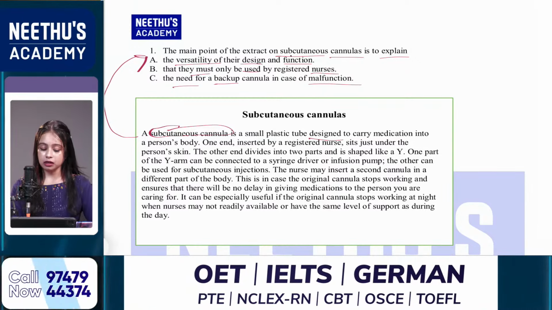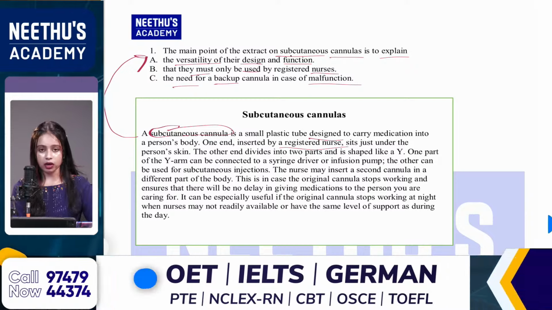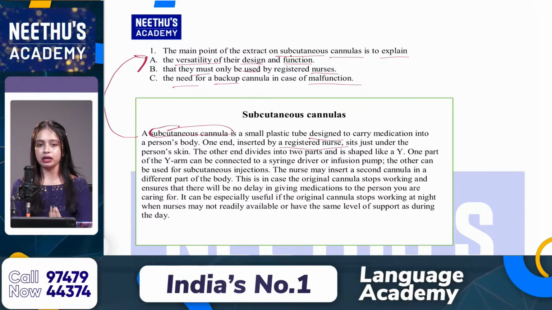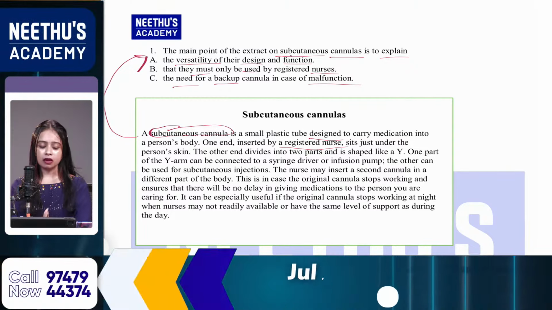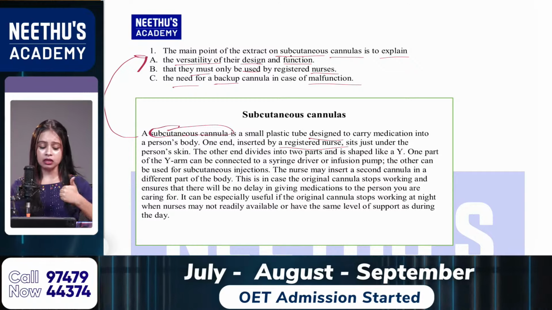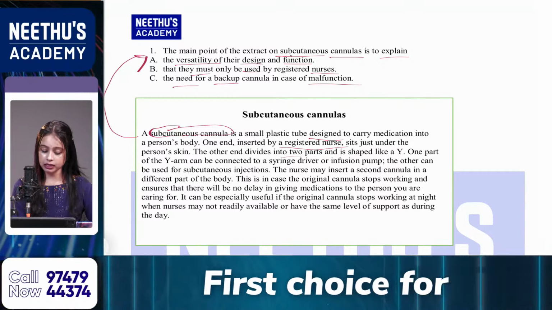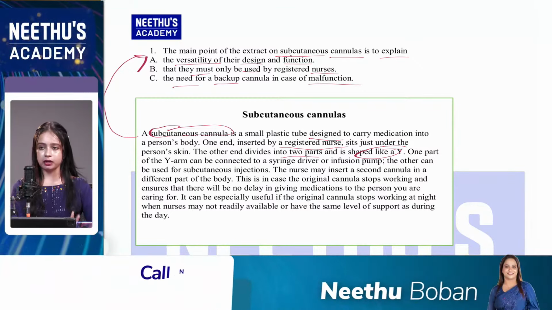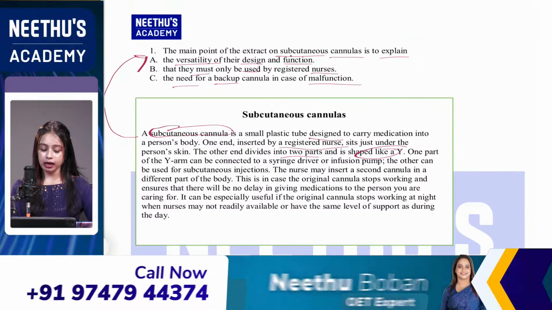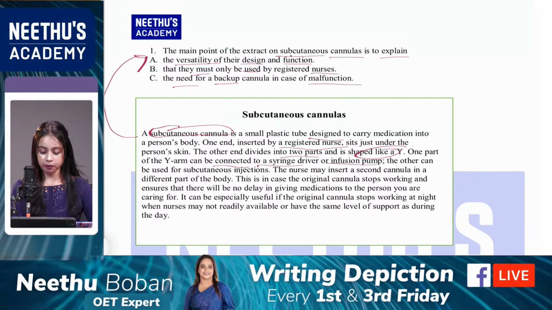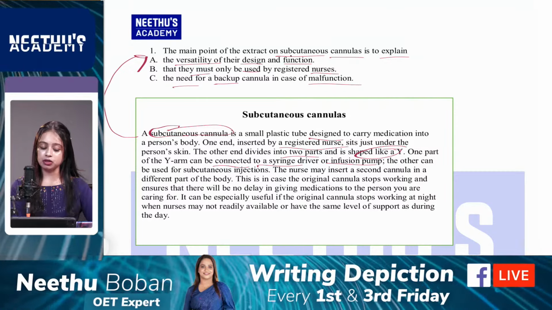One end is inserted by the registered nurse. Not mentioned that it is only used by a registered nurse. One end is inserted by a registered nurse, sits just under the person's skin. The other end divides into two parts shaped like a Y. So what is the design here? It is shaped like a Y. Then one part of the Y arm can be connected to a syringe driver or infusion pump. The other can be used for subcutaneous injections.